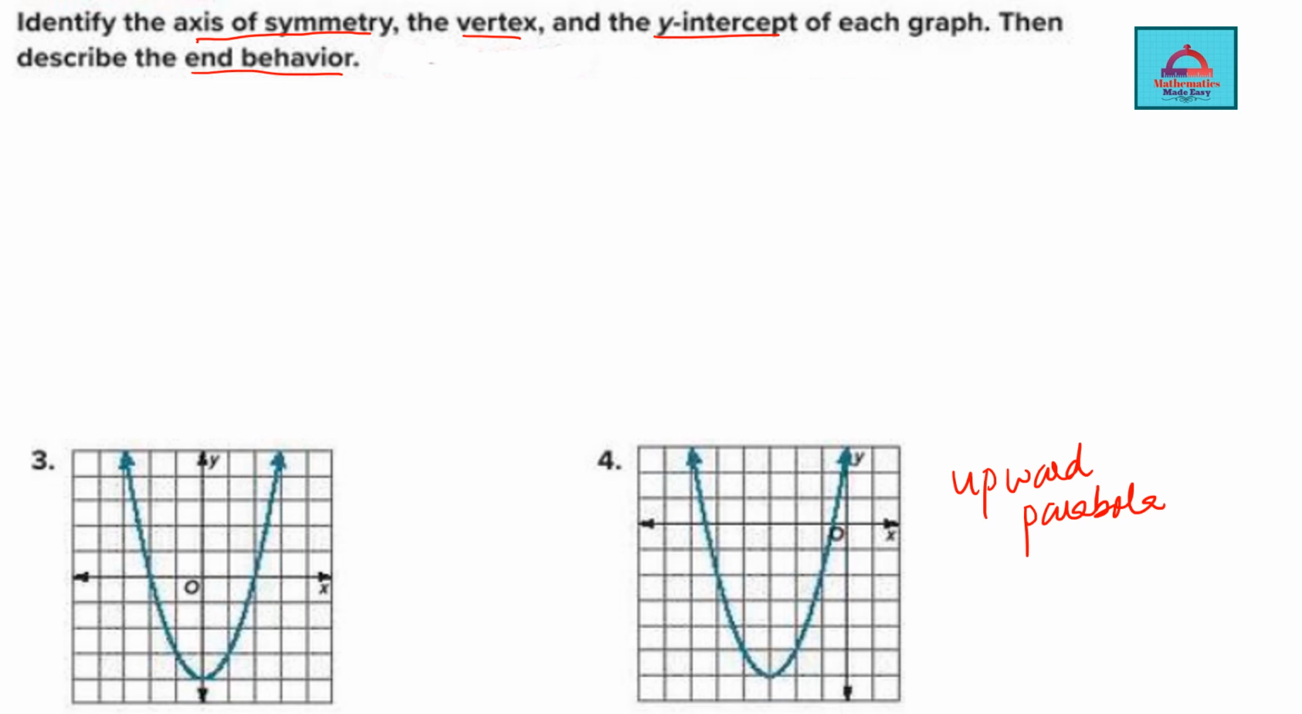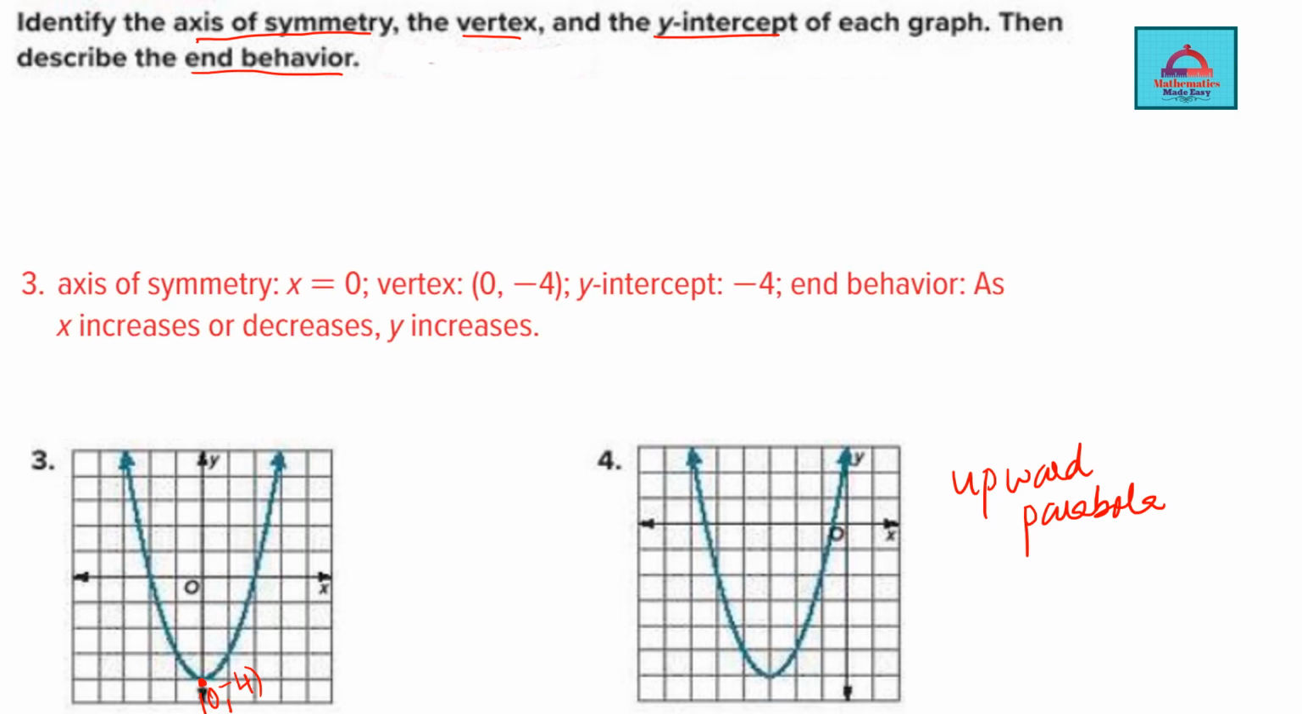Now you find the vertex. 1, 2, 3, 4. It's going down on the negative side. So this point is negative 4 on the y-axis. X is 0 because it is lying on the y-axis. So that's the vertex. This point also: if you see 1, 2, 3, negative 3, 1, 2, 3, 4, 5, 6, negative 6. So accordingly, your vertex for question number 3 will be 0 comma negative 4.